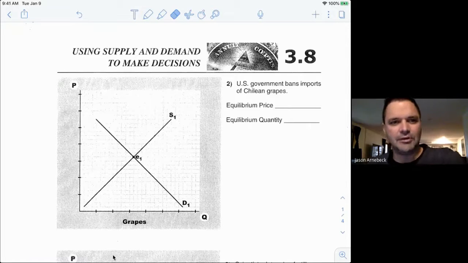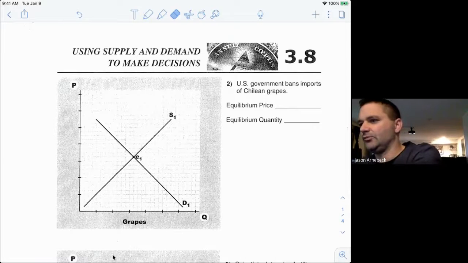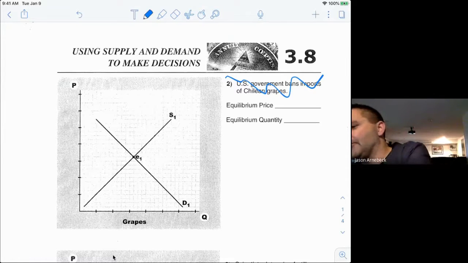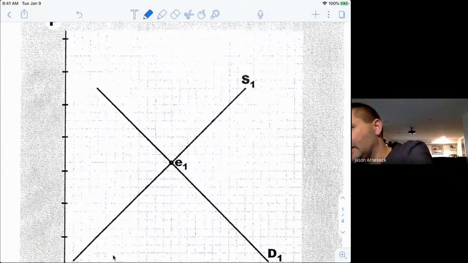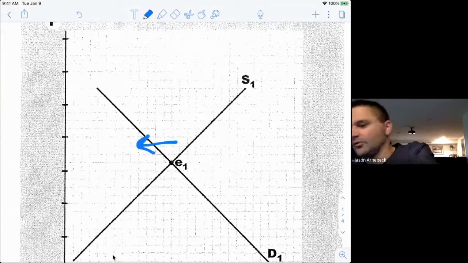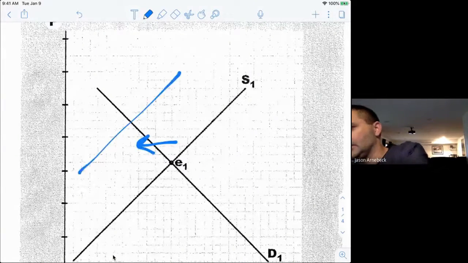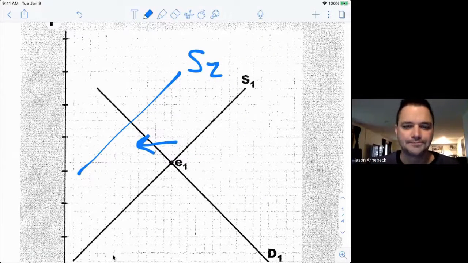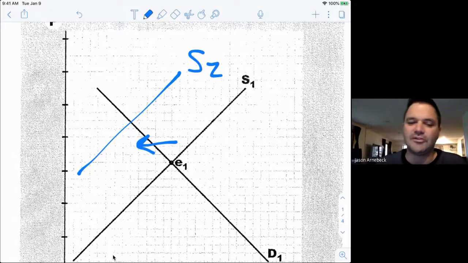So in explaining what you'd find in the exam, this is what I'm basically asking you to do. Don't worry about the event, like the government banning the import of Chilean grapes, which led to a decrease in supply. I'd just say graph a decrease in supply. When you do that, the supply curve is shifting to the left. Draw an arrow to the left of the original curve, and then draw a new one. That was worth 1 point. The other 2 points were gained from telling me what happened to the price and to the quantity.